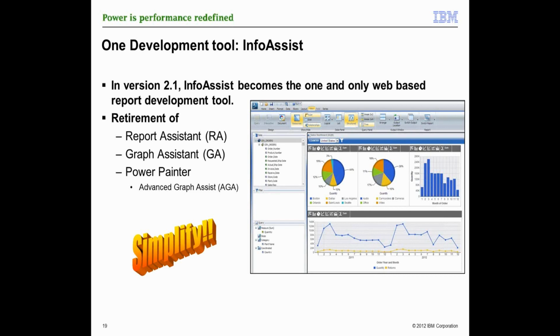So in version 2.1, InfoAssist, this new tool that was first made available in version 1.1.2, becomes the only development tool. So this means we have essentially retired Report Assistant, Graph Assistant, and Power Painter. Those tools are no longer available. But all of the functions of those tools will be built into InfoAssist.